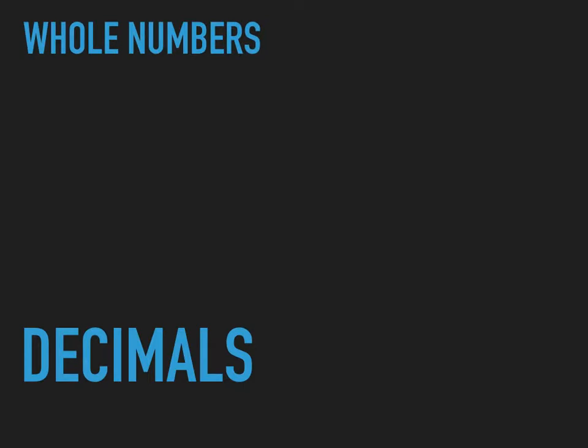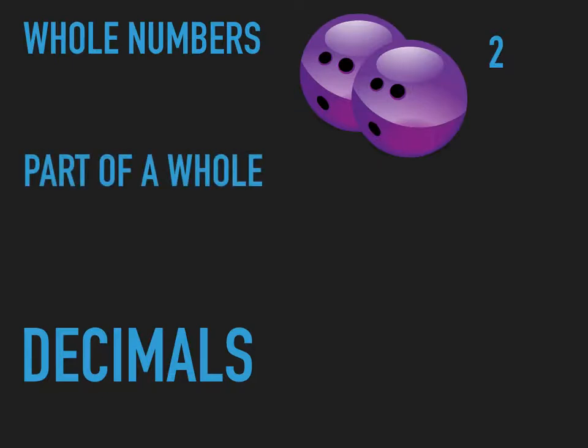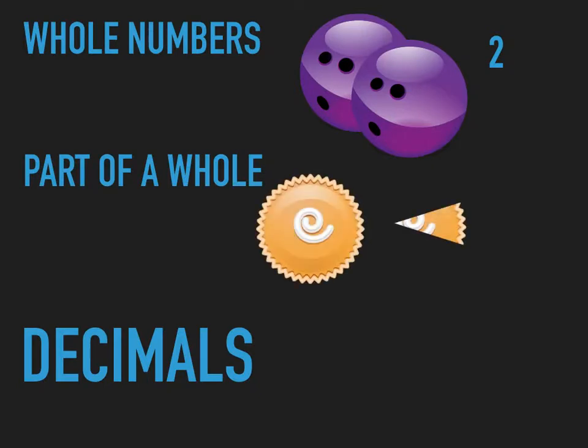Whole numbers. Some things are usually measured in whole numbers. For example, 2 bowling balls. It's hard to have half of a bowling ball, although it is possible. But some things can be measured in part of a whole. For example, pi. I love pi. Let's say we had one whole pi and a part of a pi, 1.1.